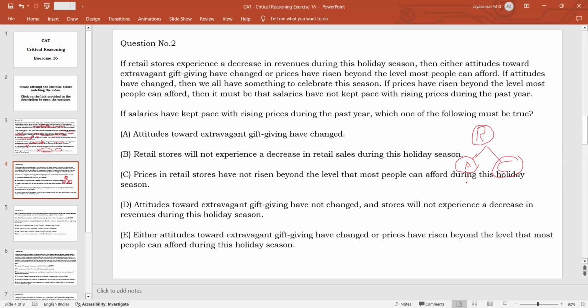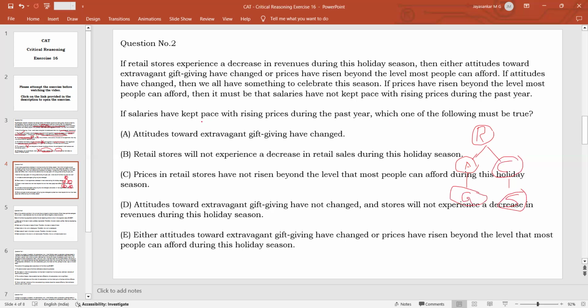And if people have changed their attitude, it is again a good sign. So the passage is, it is a welcome thing, so it is good. And if the cost has become more, or people are not able to afford it, it means that salaries have not been increased consistently with prices. So salaries are not increasing. So this is the flowchart of this particular question.